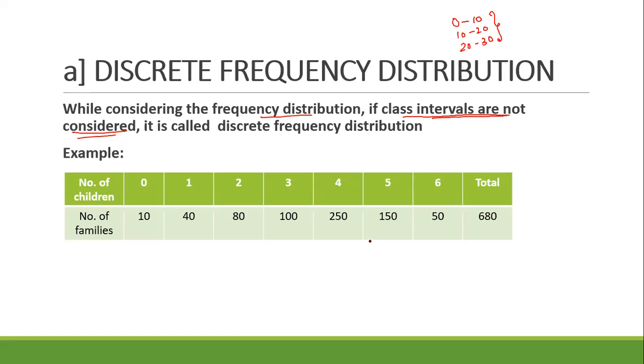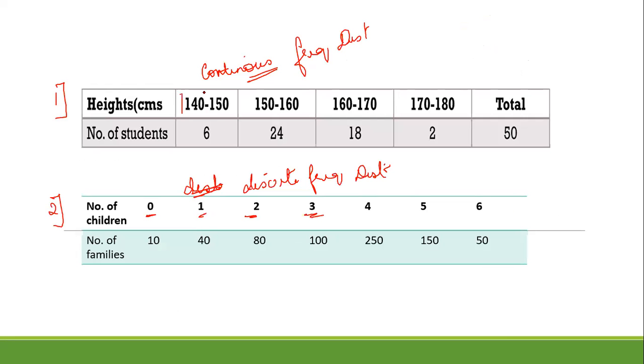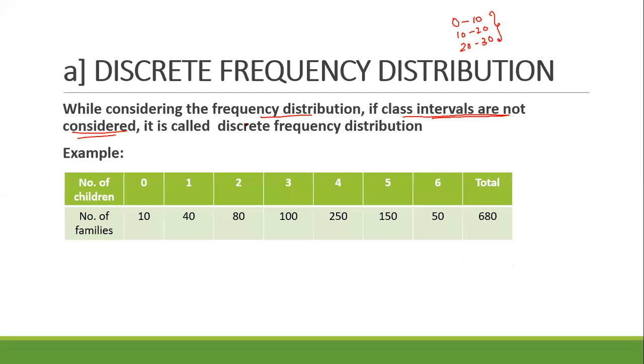Okay, so what is class interval now? If you see the example over here, this is the class interval. When you do it in this form, it is class interval. So ಇದಕ್ಕೆ now class interval ಅಂತ ಹೇಳ್ತೇವೆ. Variable or class interval. Okay, so in the discrete frequency distribution, if class intervals are not considered, that means you directly write the variables. When you directly write the variables, it is discrete frequency distribution.